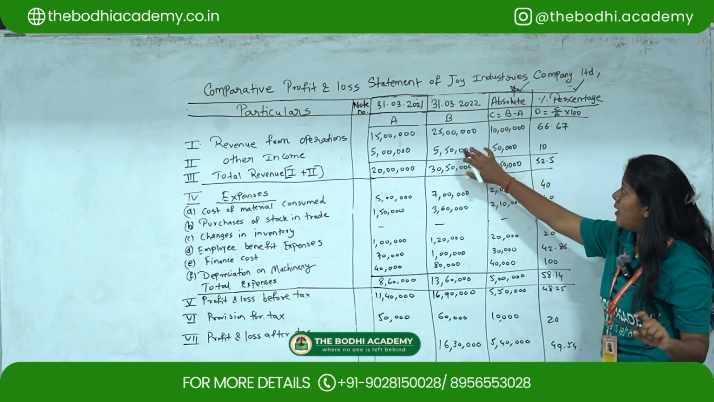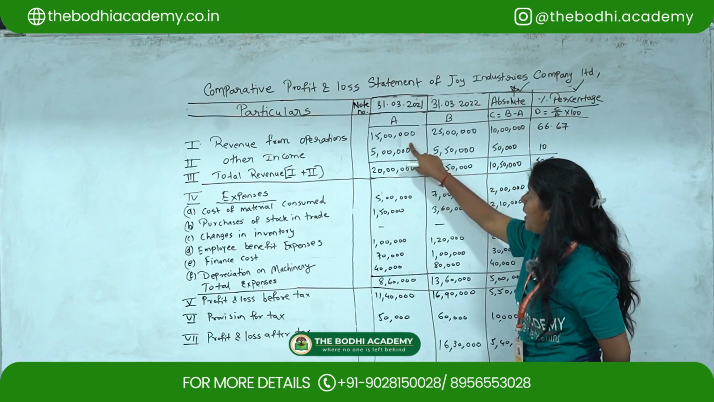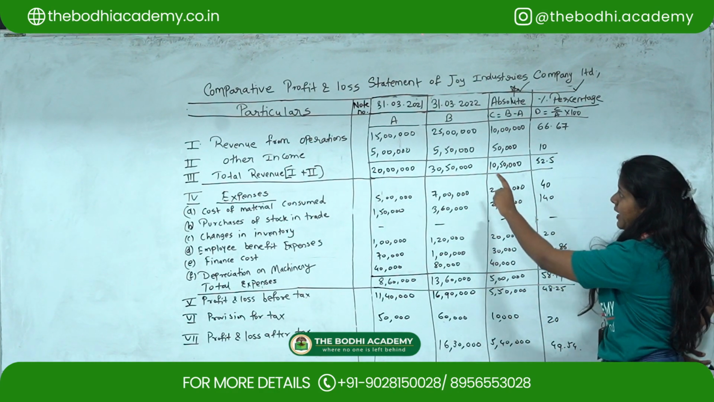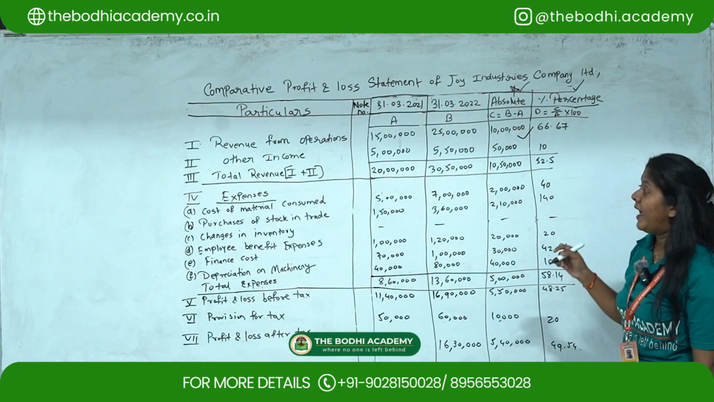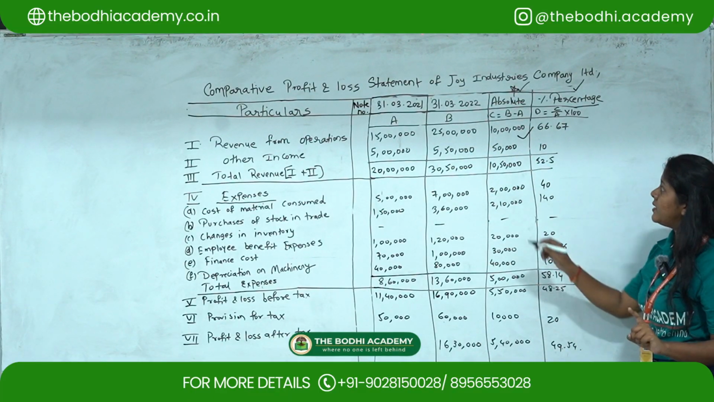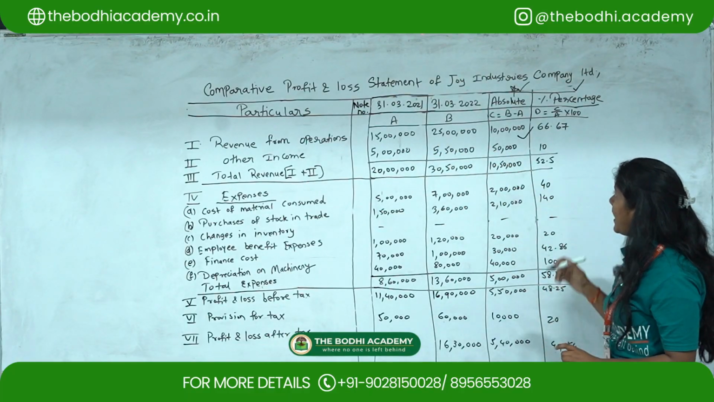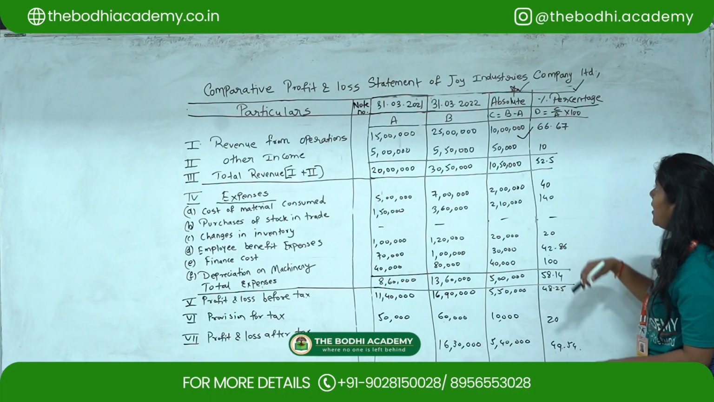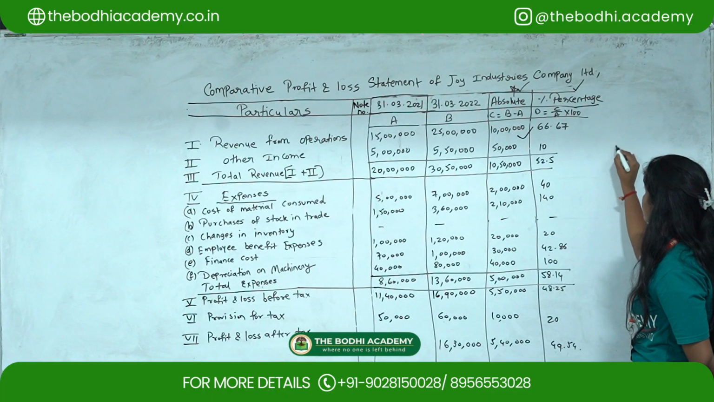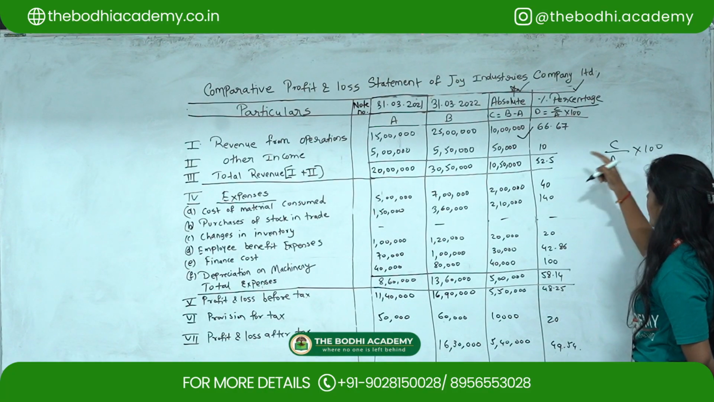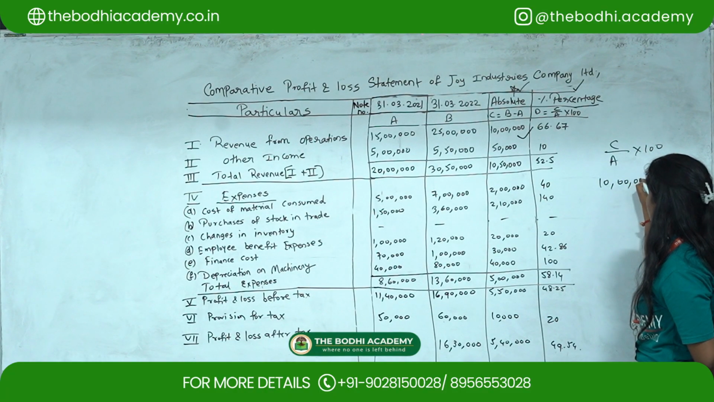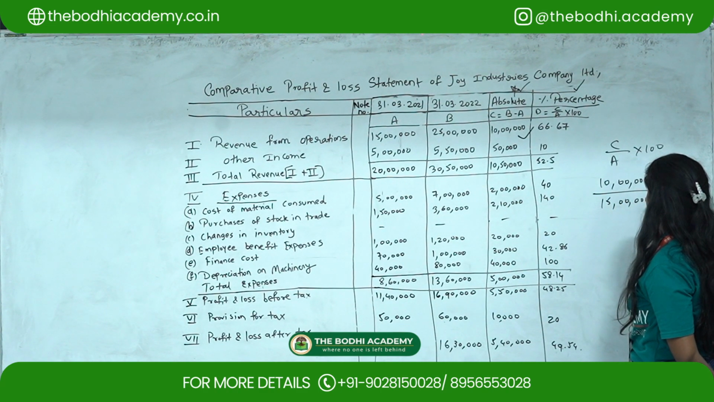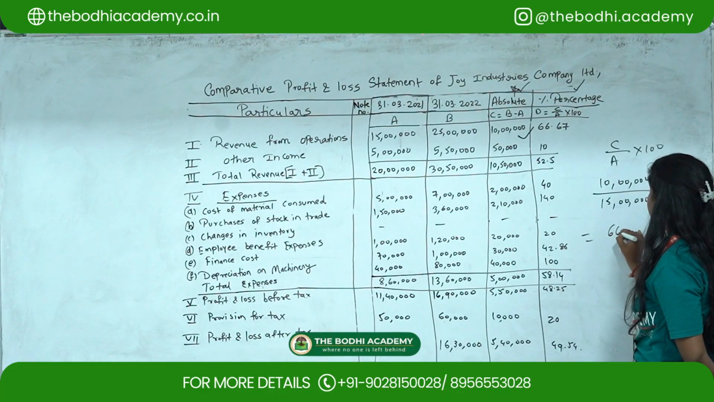So for revenue from operations, the A part they have given is 15 lakhs, and the B part is 25 lakhs. So 25 lakhs minus 15 lakhs, you will get 10 lakhs. And then for the percentage, C divided by A: 10 lakhs divided by 15 lakhs multiplied by 100. If you want a percentage, you multiply by 100. So C is 10 lakhs divided by A, 15 lakhs, multiplied by 100, which gives 66.67%.